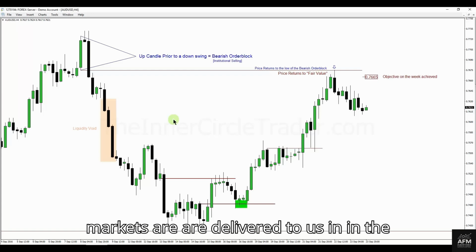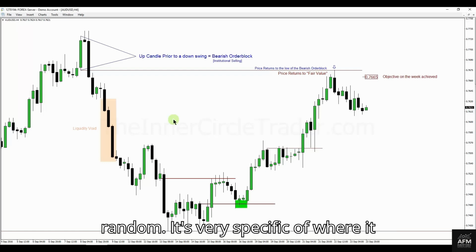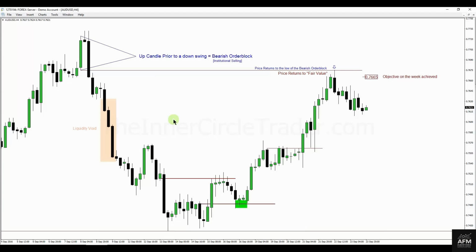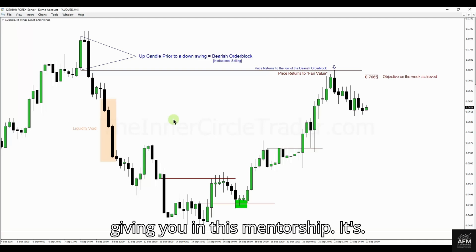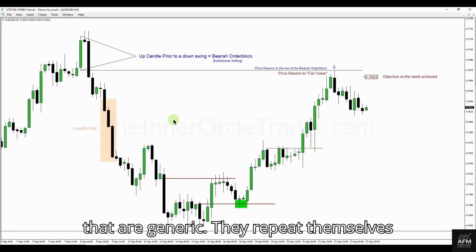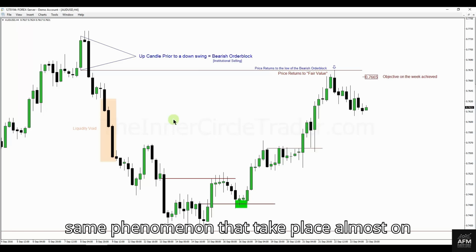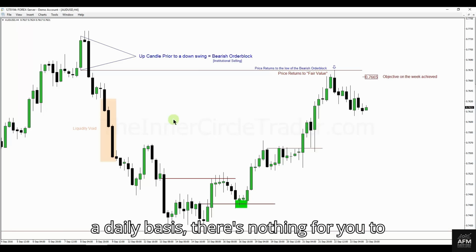To understand how these markets are delivered to us in the form of price action, when this price is delivered to us, it's not random. It's very specific of where it wants to go, why it wants to get there. That's what we're giving you in this mentorship. It's very specific, detailed perspectives that are generic. They repeat themselves over and over again, and because they're the same phenomenon that take place almost on a daily basis, there's nothing for you to fear.